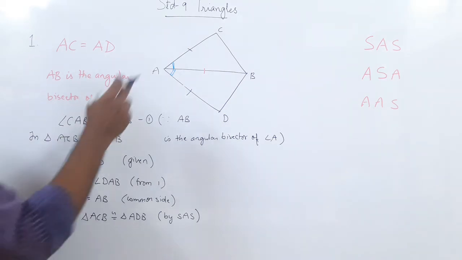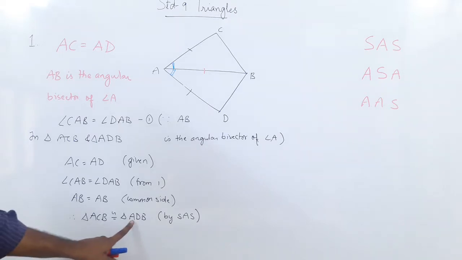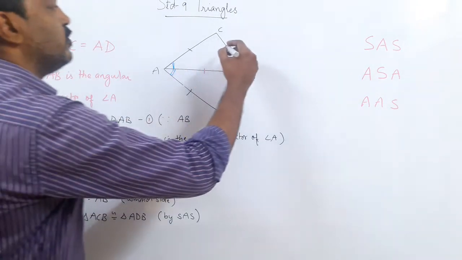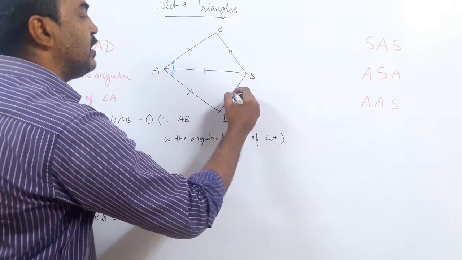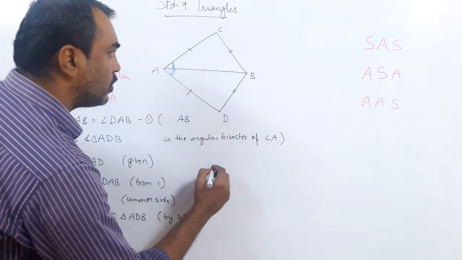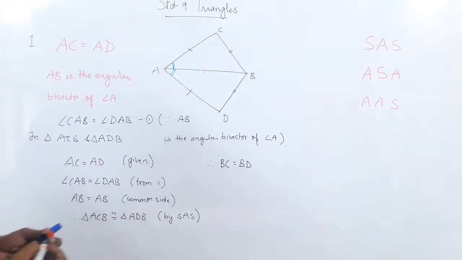And because the two triangles are congruent, the remaining things will also be congruent. So AC equal to AD, that was given to us. BC equal to DB. So we also have now BC equal to DB. That is because the triangles are congruent. Therefore, BC is equal to BD. So here we are done with the sum.